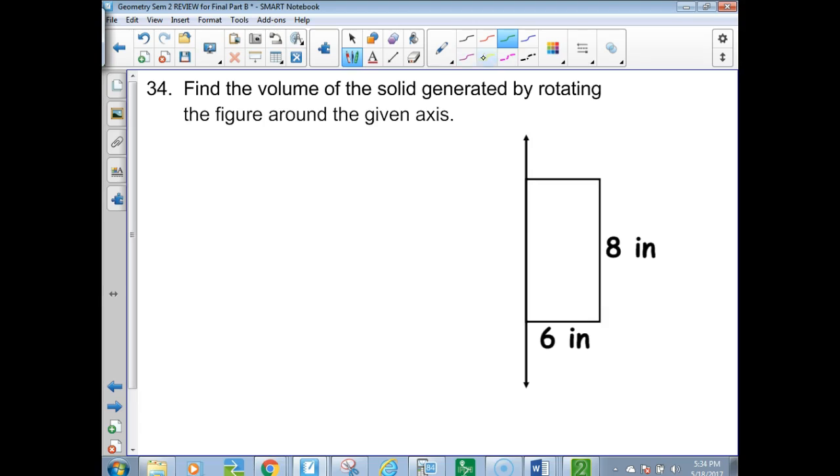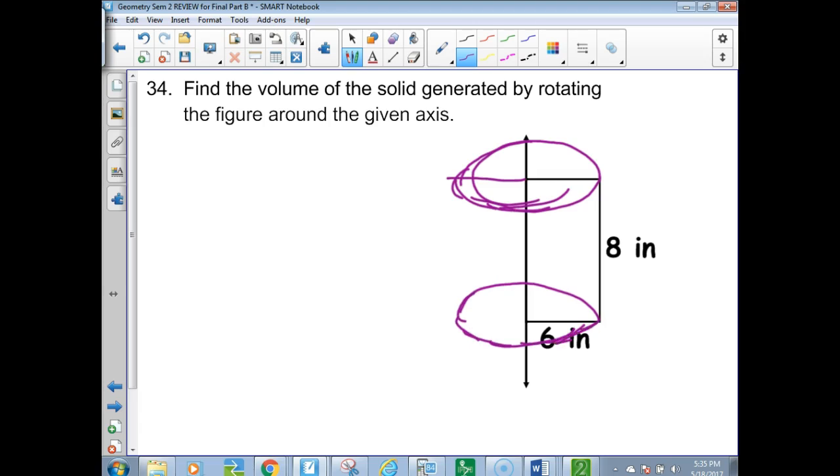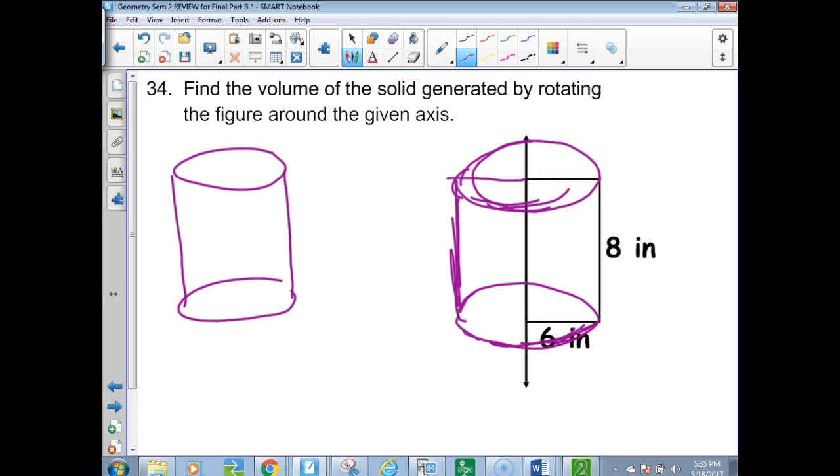34 says find the volume of the solid generated by rotating the shape about the given axis. This is a rectangle. If I were to spin it around, actually, they come more out like that. Spinning the bottom around, I'm going to get a cylinder. All right, that cylinder would have a height of 8 inches and a radius of 6.